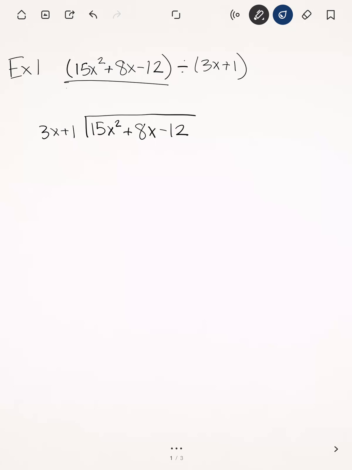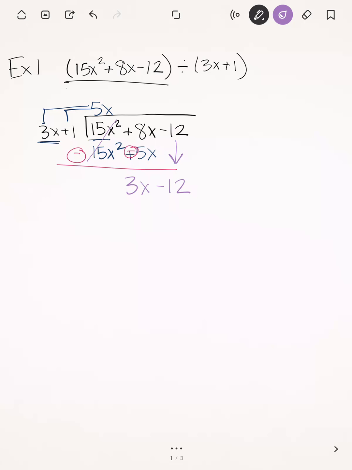So here we go. What do I need to multiply 3x by to get 15x squared? Well, 5x. So I take 5x and I multiply it by 3x. I get 15x squared. Then I do 5x times 1. 5x times 1 is a positive 5x. From here, I draw a line. I change my signs. So my signs become negative. And then I combine like terms. So 15x squared minus 15x squared cancels out. 8x minus 5x is 3x. And then I bring down my next term, negative 12.